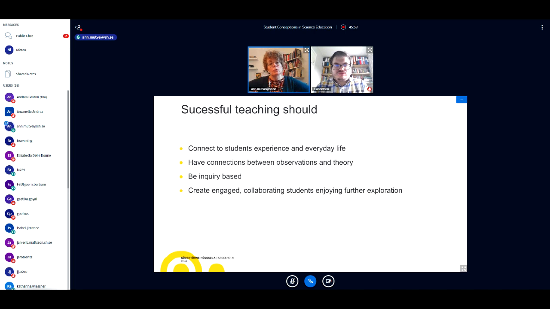So we were looking at how a successful teaching should be. It should connect the students to experience and everyday life. They should have a connection between observation and theory. They should be inquiry-based and create engaged, collaborating students enjoying further explorations.